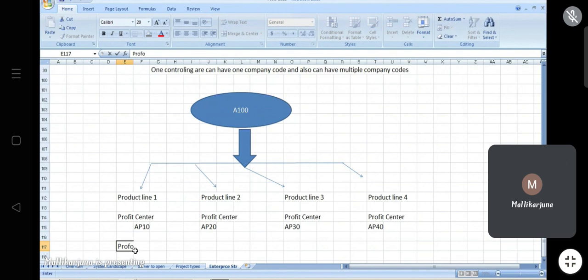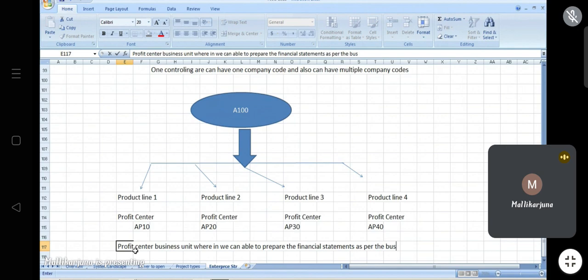Profit center is a strategic or business unit wherein we are able to prepare the financial statements as per the business requirement, at product level.